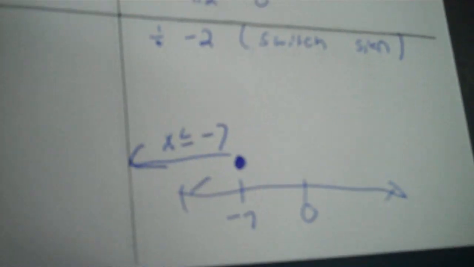Now, if I'm dividing by a positive, I don't switch the sign. Okay, and that's good. X is less than or equal to negative 7. So 0, negative 7. Circle, fill it, close it. You can be equal and anything less than negative 7. Okay, next problem. Negative 5x less than or equal to 10.